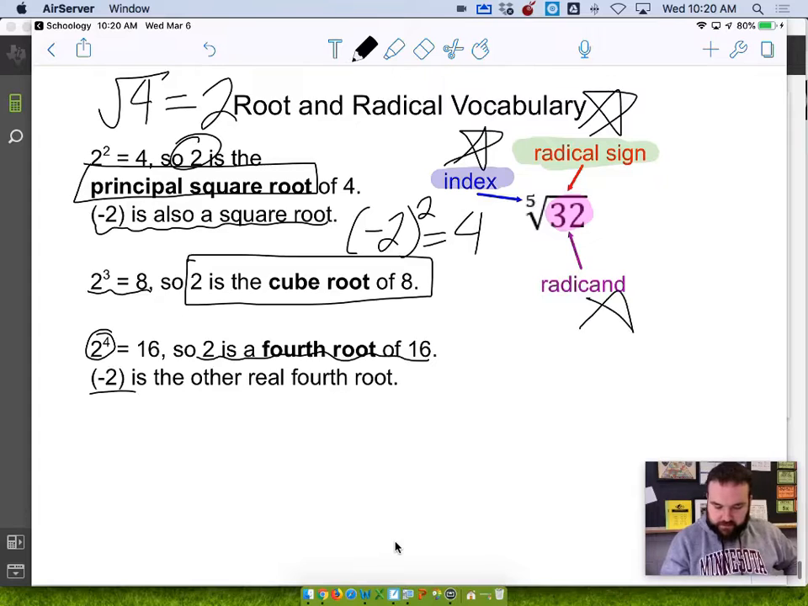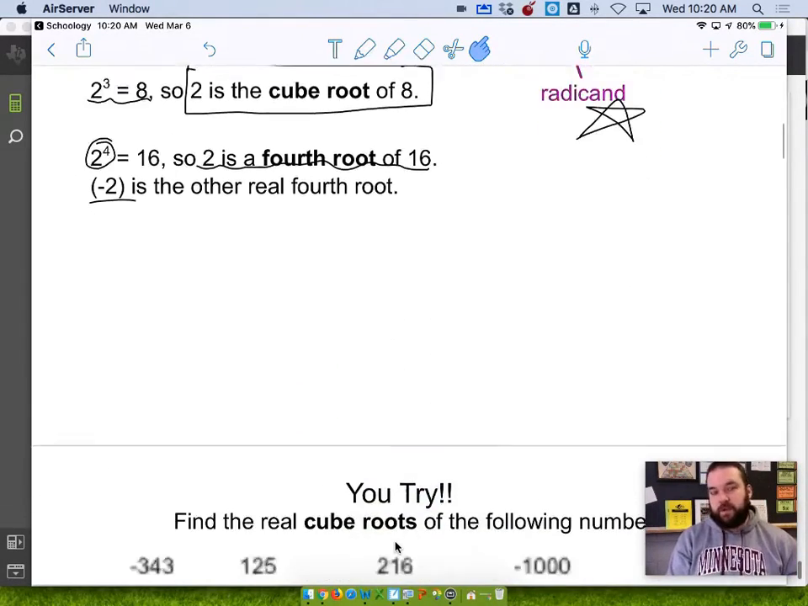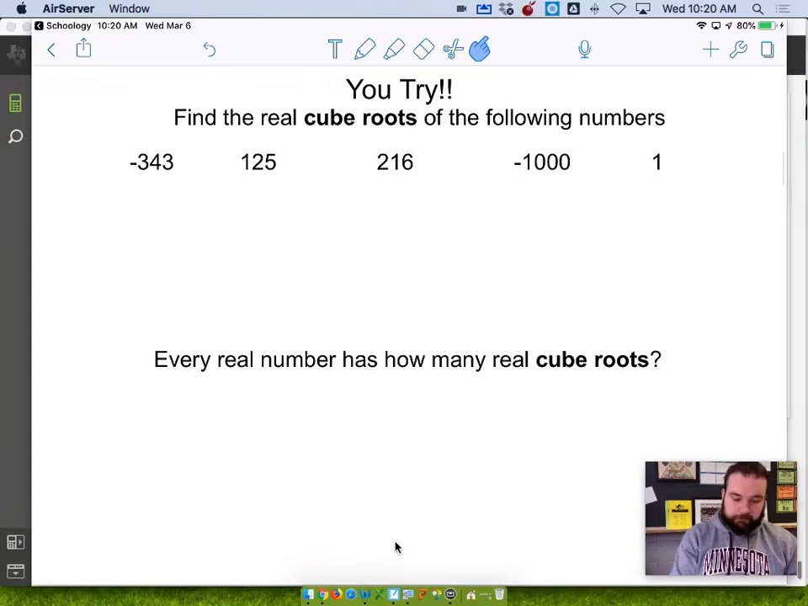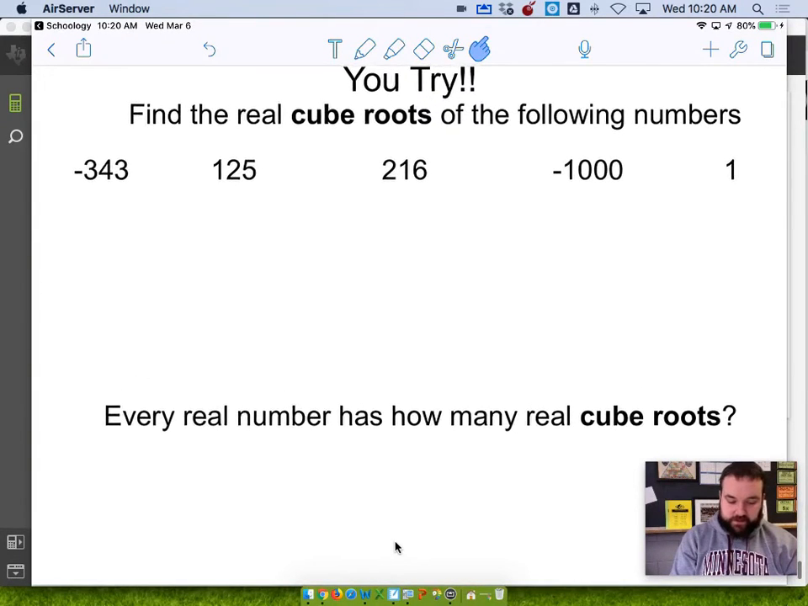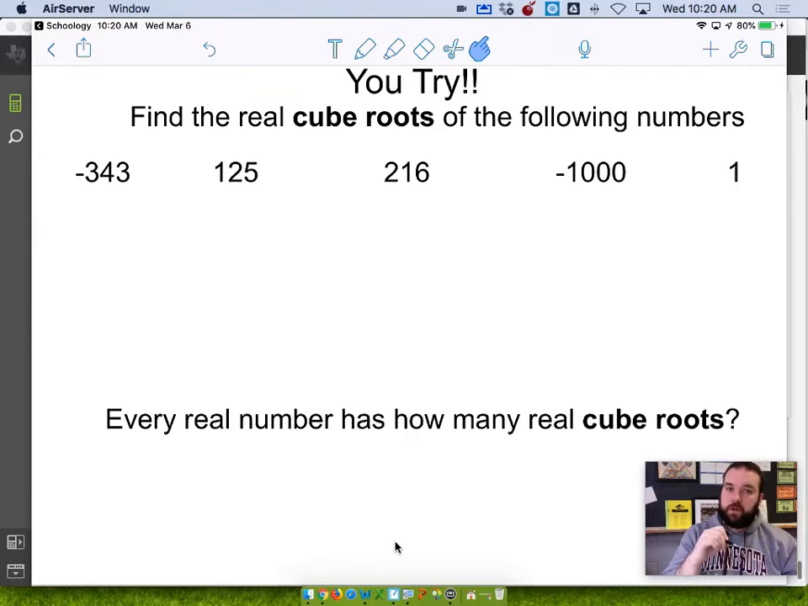The index, the radical symbol, and then the radicand are all ones that we need to have in our vocabulary so we can talk about what we're looking at. So go ahead real quick and type these either in your calculator, or if you know it in your head, you can just jot it down. What are the real cube roots of those numbers? Go ahead and pause if you want, type it in, and then we'll come back.